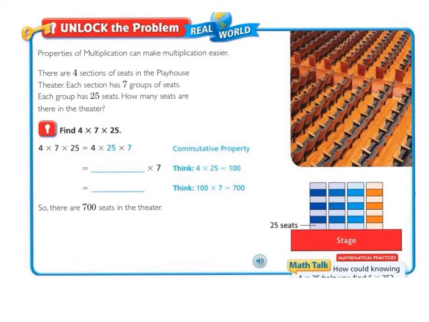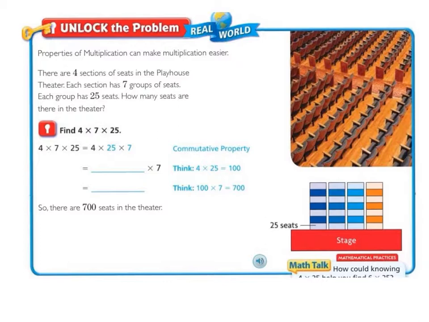Let's read our Unlock the Problem. It says, properties of multiplication can make multiplication easier. Our problem is there are 4 sections of seats in the Playhouse Theater. Each section has 7 groups of seats. Each group has 25 seats. How many seats are there in the theater? So here's our multiplication problem. 4 times 7 times 25.